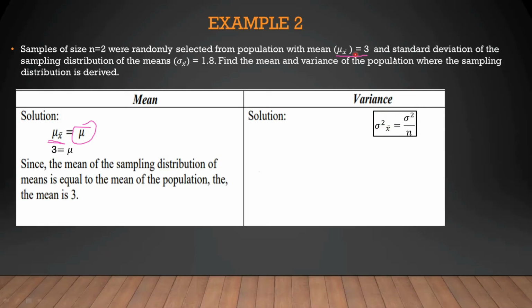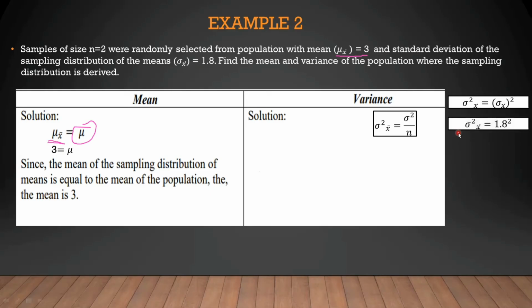To get the variance of the population, we need the n and the variance of the sample mean. Sa ating problem, ang given natin dito is the standard deviation of the sampling distribution or the standard deviation of the sample mean. Wala tayong variance of the sample mean. So, ngayon, ang kukuhanin natin is the variance of the sample mean. Paano ba natin makukuha yung variance of the sample mean? We have here the formula. To get the variance of the sample mean, we will square the standard deviation of the sample mean. I-square lang natin yung ating standard deviation.